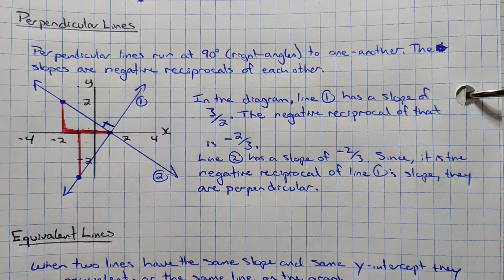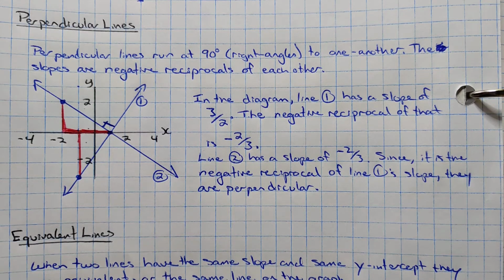So in a negative reciprocal, we flip the fraction and change it to a negative. If it's a positive, we change it to a negative. If it's a negative, we change it to a positive. We flip it to the opposite side.